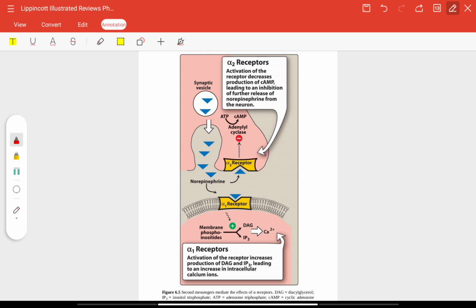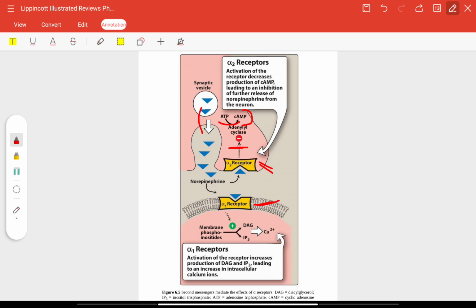Alpha 2 receptors: this is norepinephrine in synaptic vesicles and exocytosis. Norepinephrine is released, it attaches to the receptor. This is alpha 1. Okay, this is alpha 2. Alpha 2 activation of the receptor decreases the production of cAMP, leading to an inhibition of further release of norepinephrine. It inhibits this process, production of cAMP, and therefore further release of norepinephrine is decreased.